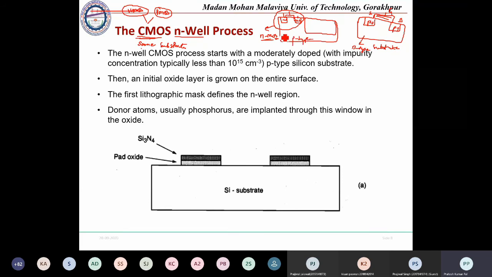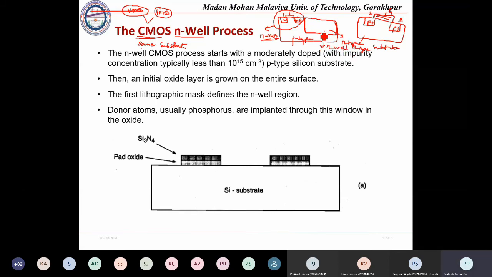So to fabricate NMOS and PMOS on the same substrate, we will be identifying a region in this P substrate, and we will be making it N type by doping. So on a single silicon substrate, we can dope to make one part P type and another part N type. That N type part will be considered as an N well.